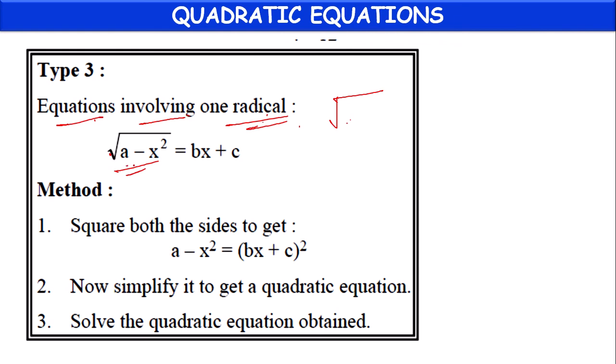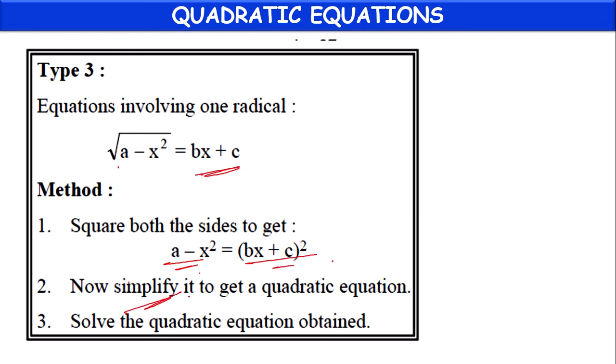Under root we have a minus x square equal to bx plus c. If the given equation is in this form, then how to simplify it? First we have to remove this radical sign. As we have a square root here, if we square both sides, then this root will be removed. But if we square on one side only, the value will change. Means on LHS and RHS, on both sides we have to do the square. Then the left side square root will be removed, and on the right side the square will come extra.